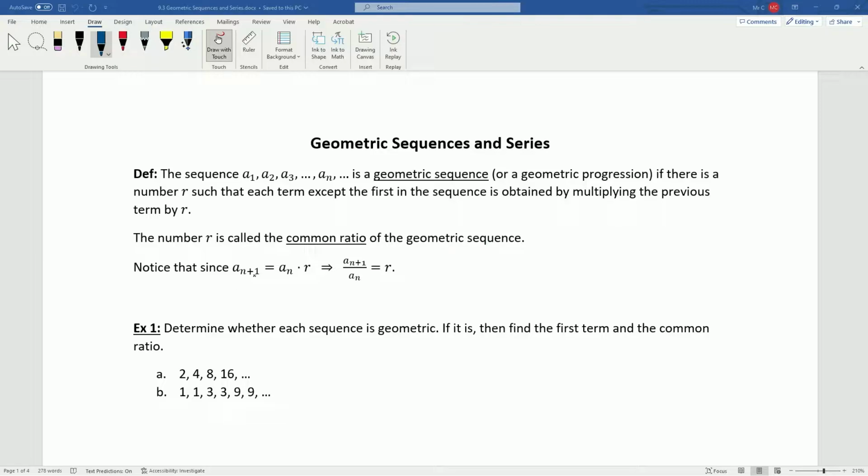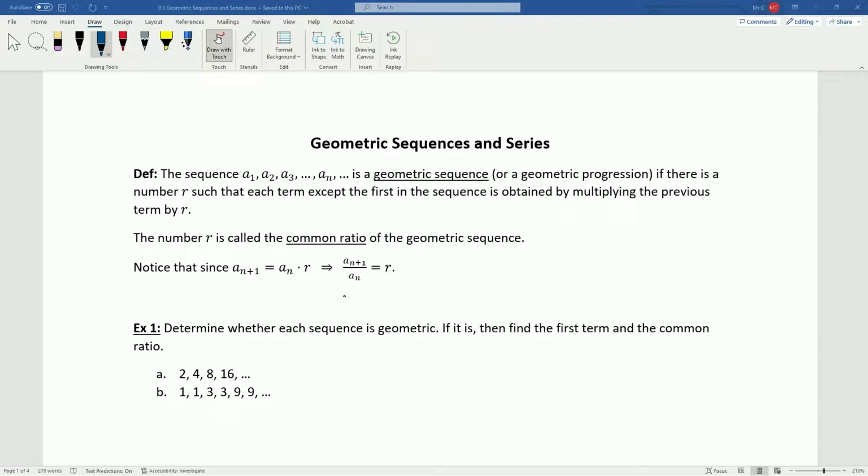Why is that? Well, notice this definition of a geometric sequence is recursive. It tells us that if I have a term a sub n plus 1, I found that term by taking the previous term a sub n and multiplying by r. So if I divide by a sub n, I get a sub n plus 1 over a sub n equals r. So any term divided by the term previous should give me the same number r.